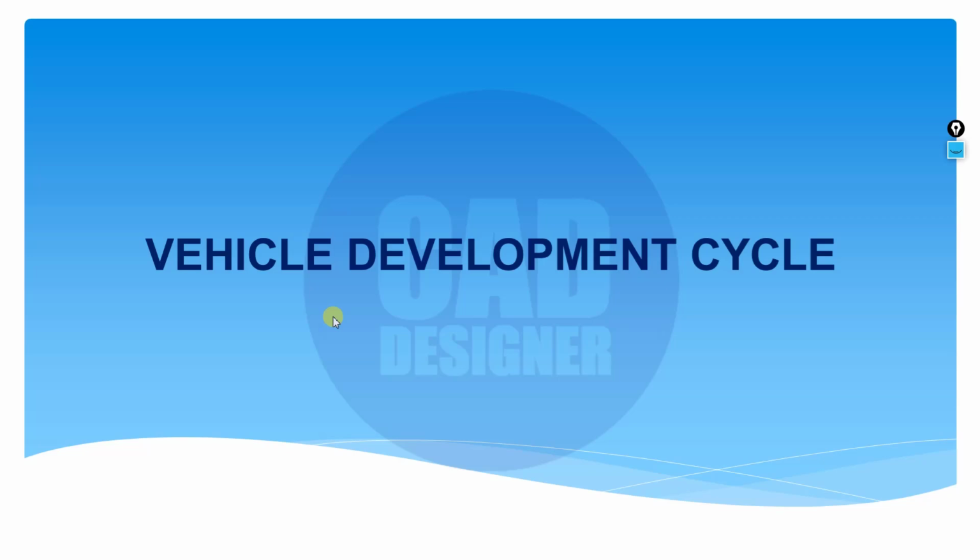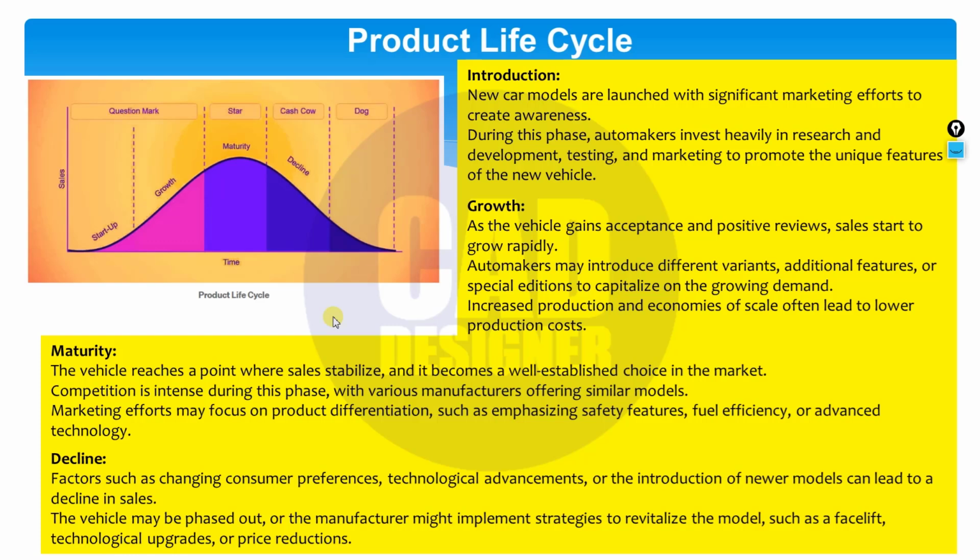Hello everyone. In this session, we discuss the vehicle development cycle. Basically, there are three different types of cycle. First is the automotive product life cycle. Second is the automotive development cycle, and third is the design cycle.